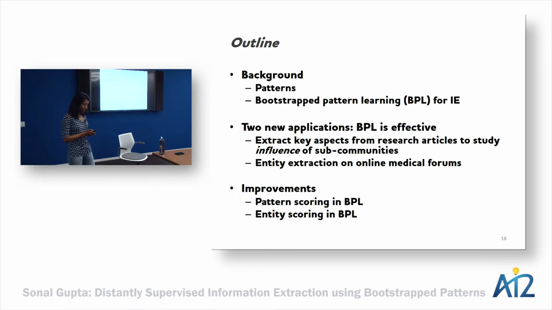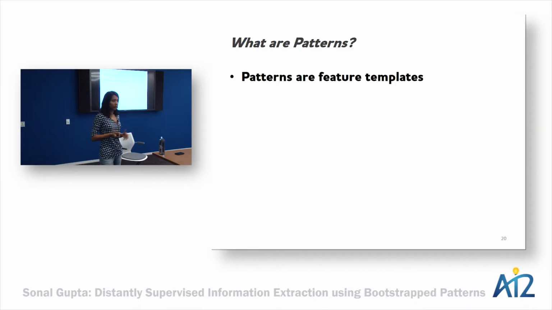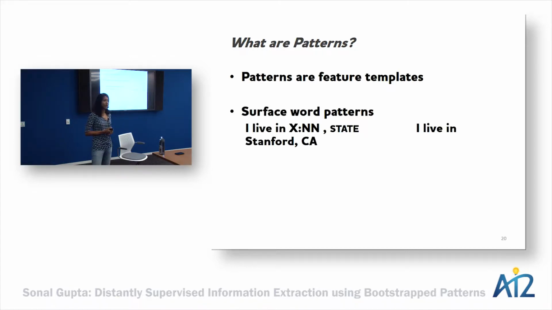So let's see what patterns are. Patterns are not new. They have been around for a very long time. People use them all the time. These are feature templates. For example, you can have a surface word pattern like "I live in X", where X is a noun, the target entity you want to extract, followed by a comma and a word which is a state. This would match the sentence "I live in Stanford, California", and you will extract Stanford as an entity.